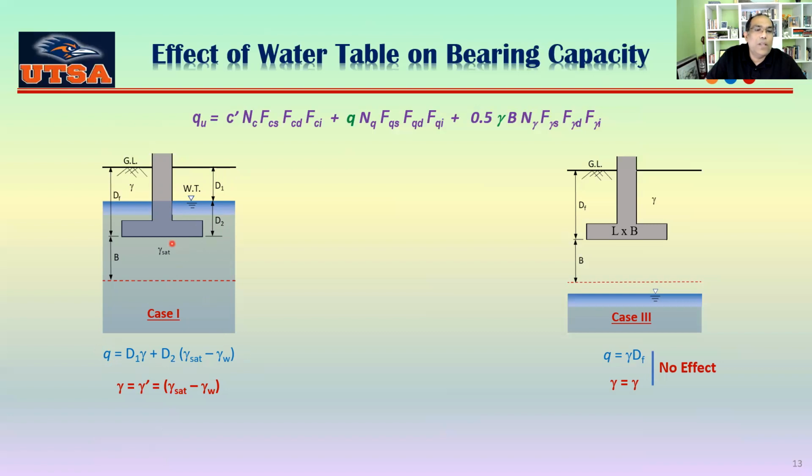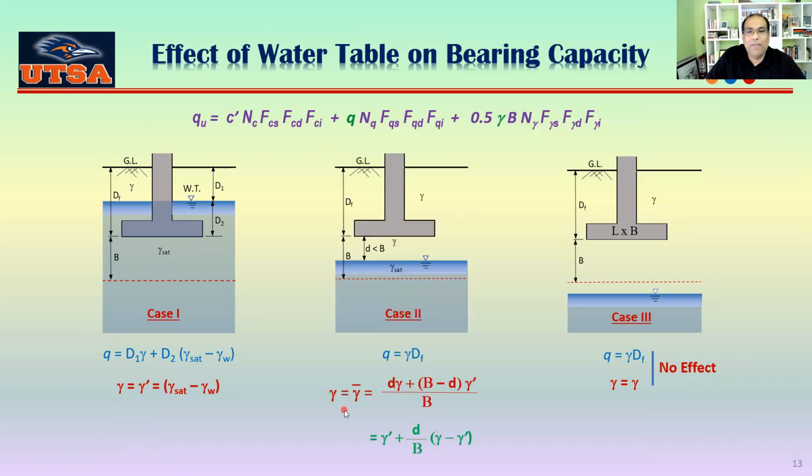Okay. And then what is the gamma here? You will see that when this one is submerged, we use the submerged unit weight, which is gamma sat minus gamma w. That's your case 1. So in case 1, your q and gamma will be changed. q will be equal to this one and gamma will be equal to your gamma submerged. Now let's see, if you have the water table not in between here and here, but in between the bottom of the foundation and a distance B from the bottom of the foundation.